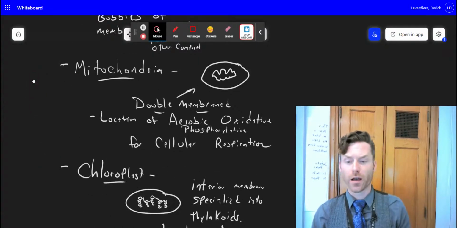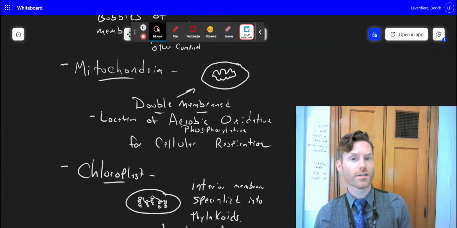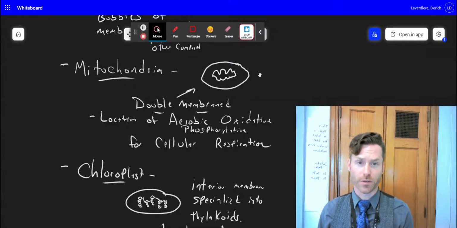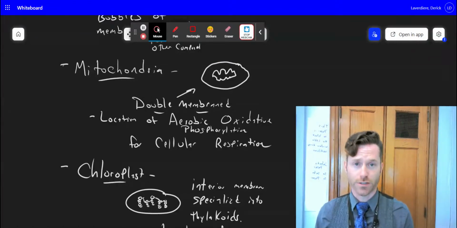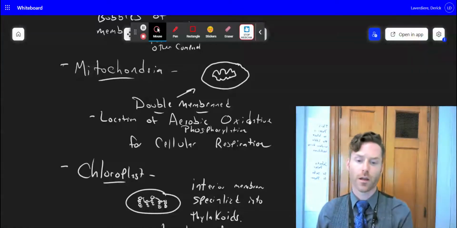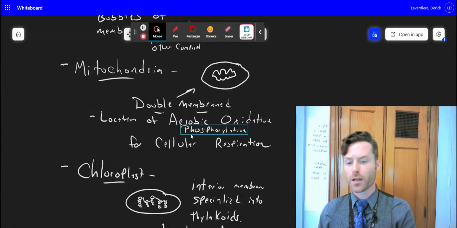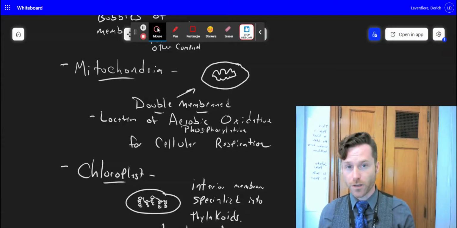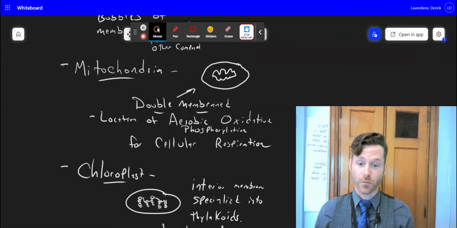Moving on, we have the mitochondria, which is a double-layered membrane. The fact that it has two layers, an outer layer and an inner layer, is very important to its function, which we will explore in more depth when we talk about cellular respiration, which is not far off. We'll have a special lesson on just cellular respiration. So we'll talk about this in detail then. But the mitochondria is the location of aerobic oxidative phosphorylation in eukaryotic organisms for cellular respiration. Okay?